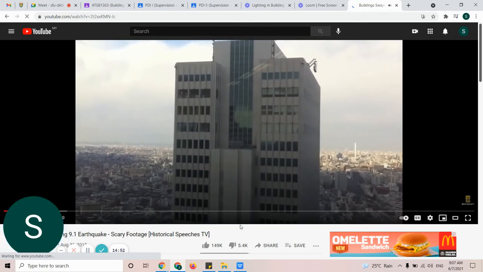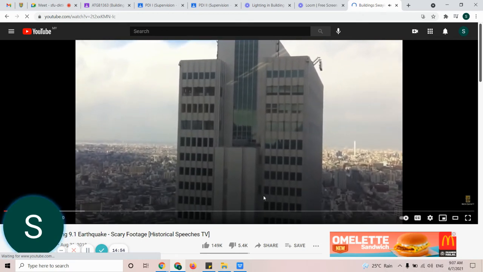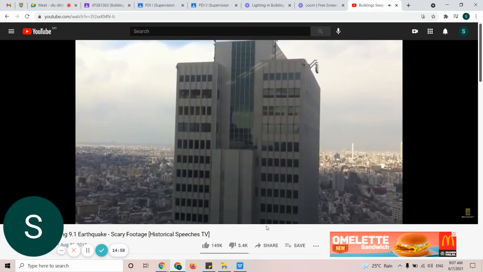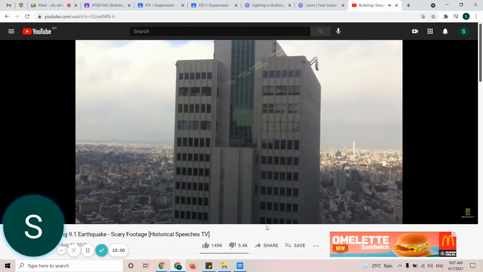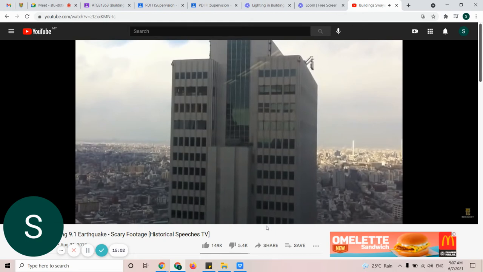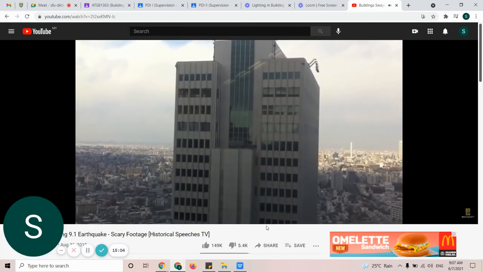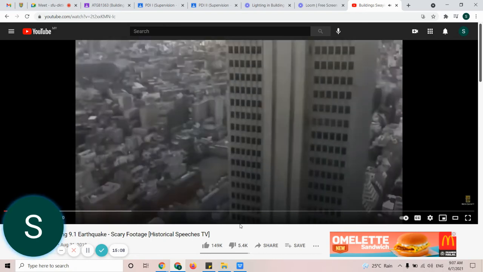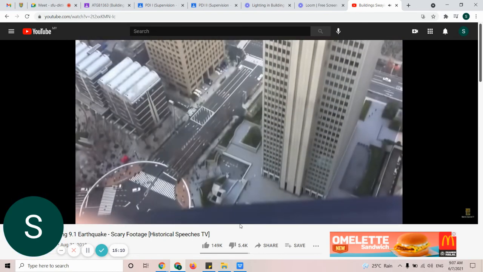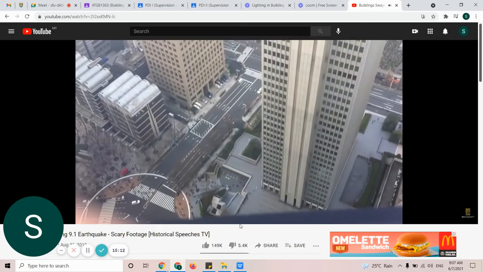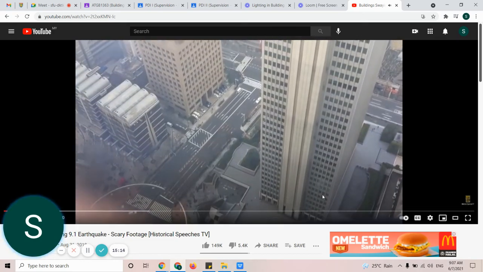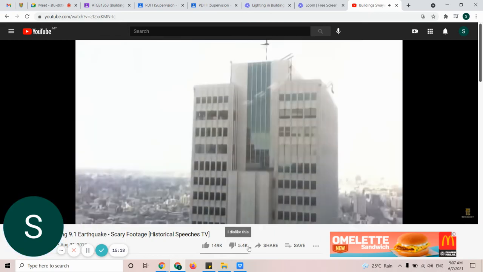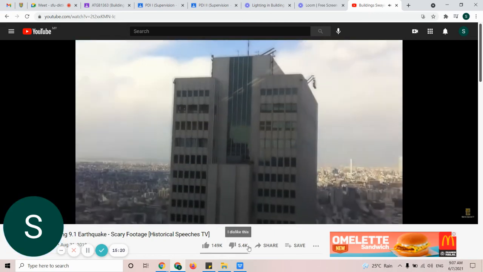Okay, so you notice that this thing is moving. Actually, the person filming it is standing on the opposite side of the building. So it's not the video moving, but the building moving. You can see here it's more clear that the building is swaying, since you can see the base of the building.